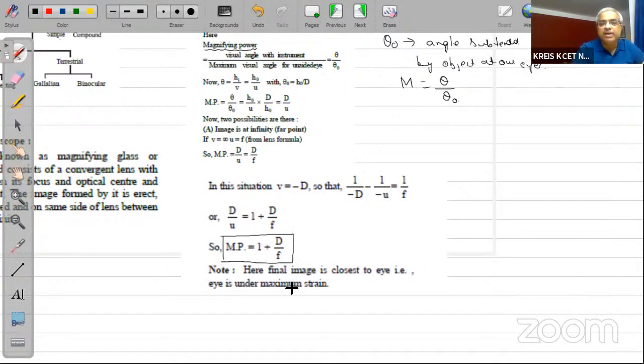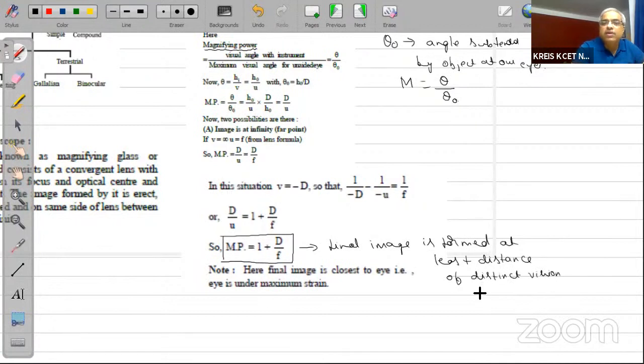1 plus d by f. This is when the final image is formed at the least distance of distinct vision. Usually its value, we call it d. This will be equal to 25 centimeter. Remember, this d value will be equal to 25 centimeter.